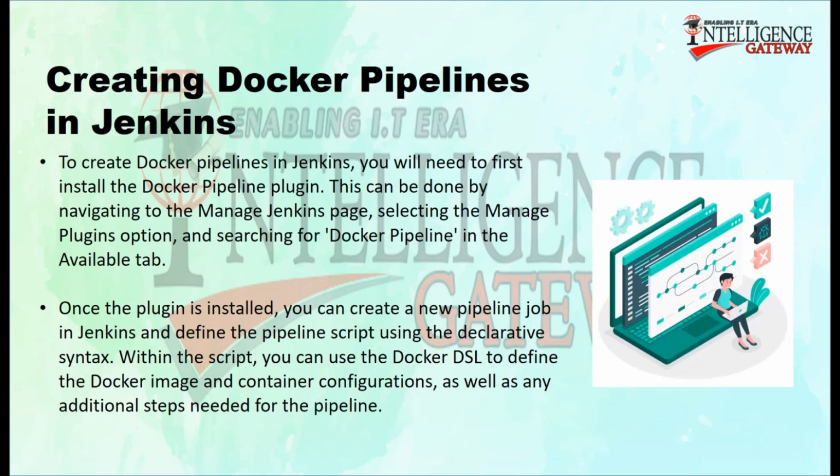Creating Docker pipelines in Jenkins. To create Docker pipelines in Jenkins, you will need to first install the Docker pipeline plugin. This can be done by navigating to the Manage Jenkins page, selecting the Manage Plugins option, and searching for Docker pipeline in the Available tab. Once the plugin is installed, you can create a new pipeline job in Jenkins and define the pipeline script using the declarative syntax. Within the script, you can use the Docker DSL to define the Docker image and container configurations, as well as any additional steps needed for the pipeline.